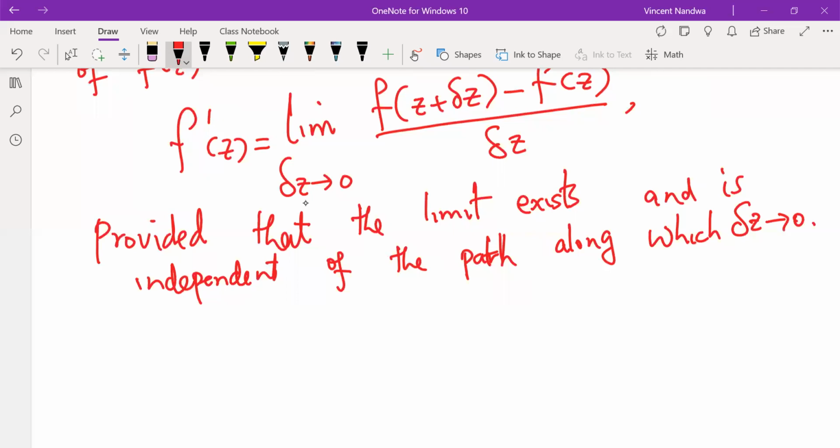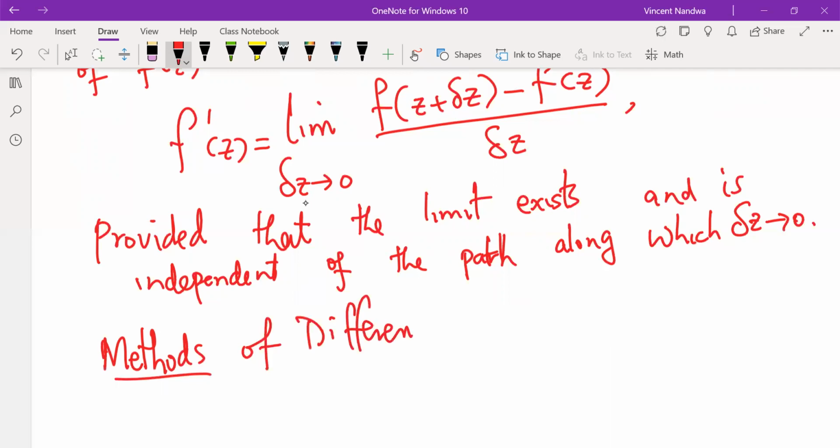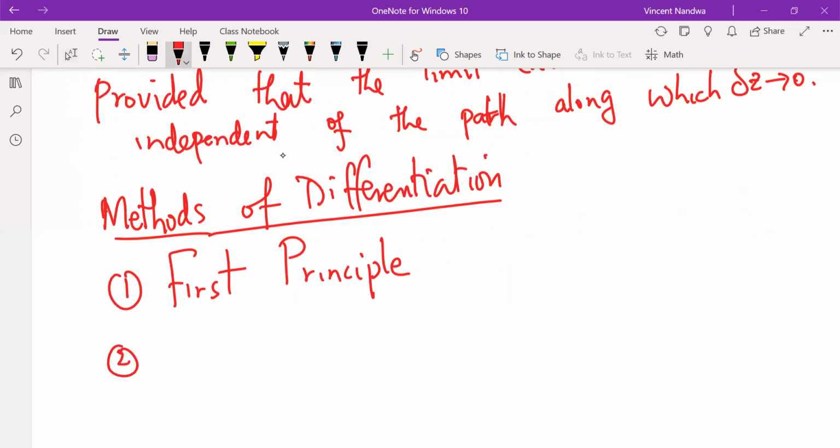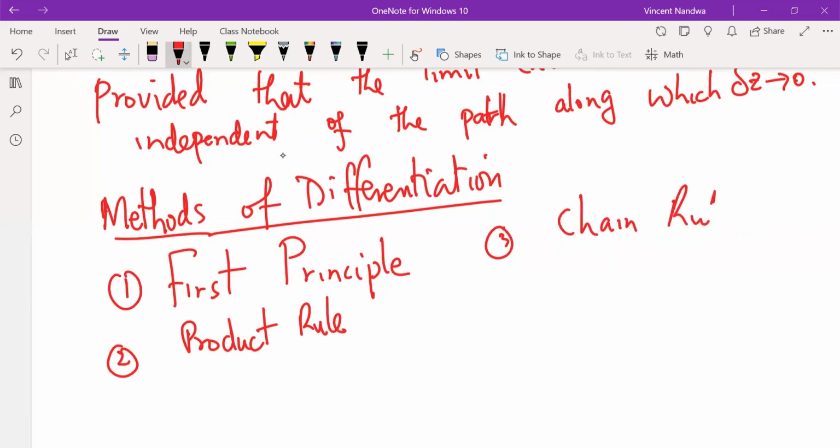Some methods of differentiation. So one, first principle, as we saw in the case of functions of real numbers; product rule, chain rule, quotient rule, all those apply as we saw for the case of functions of real numbers.